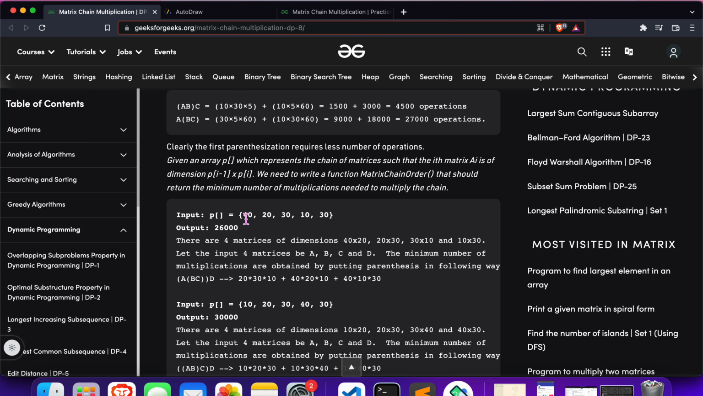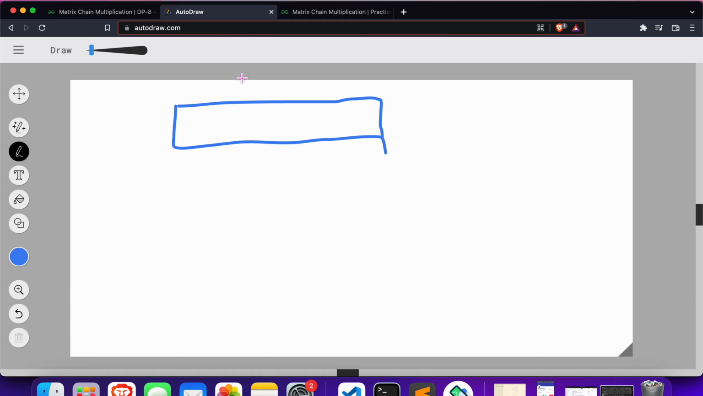So we need to multiply the matrices, combining them into a single matrix, and in the process we need to ensure that we do the minimum number of operations to achieve the final matrix. So this is the complete question. Now let's start thinking about it.